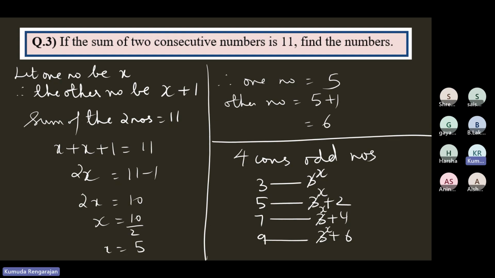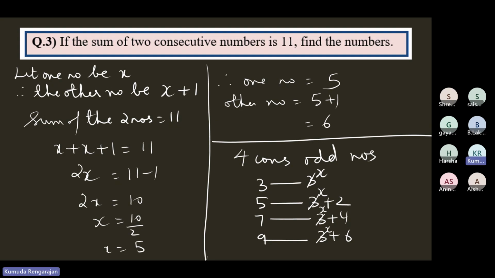You're jumping in 2s. 1, 3, 5, 7, 9, 11. You're jumping in 2s. 2, 4, 6, 8, 10. Also, you're jumping in 2s. So the assumption will be the same for even and odd numbers.